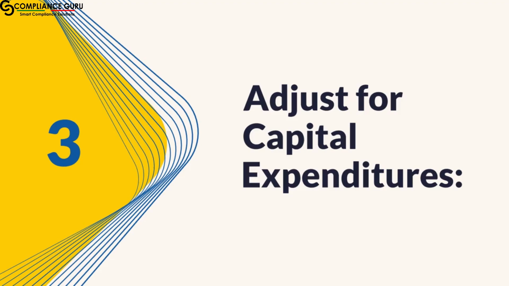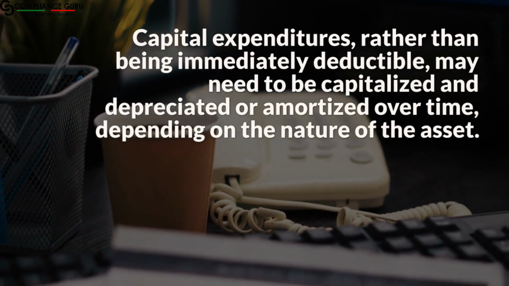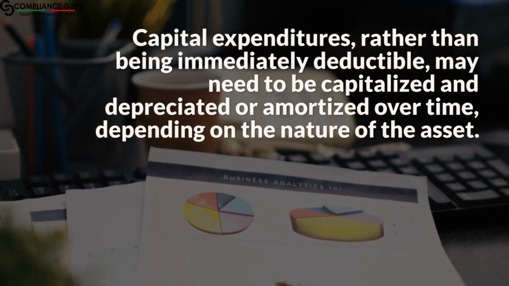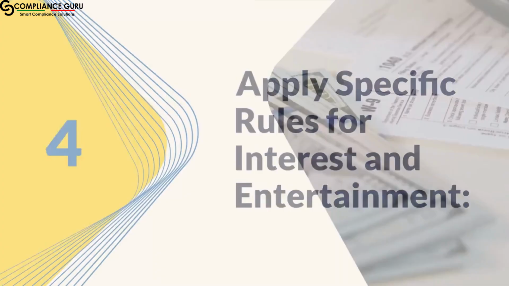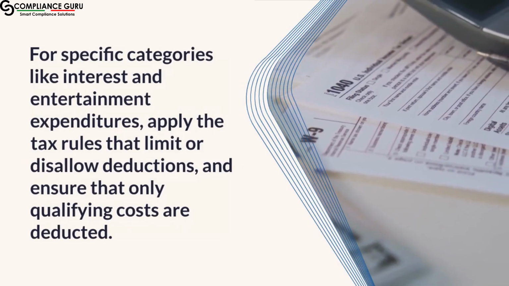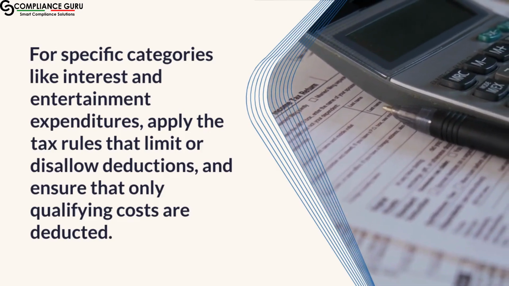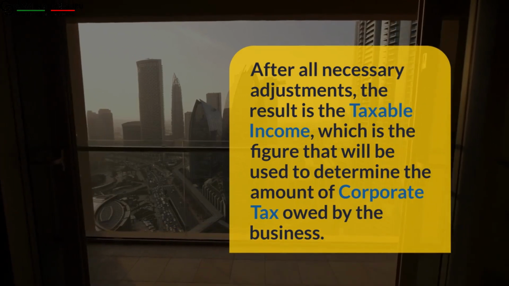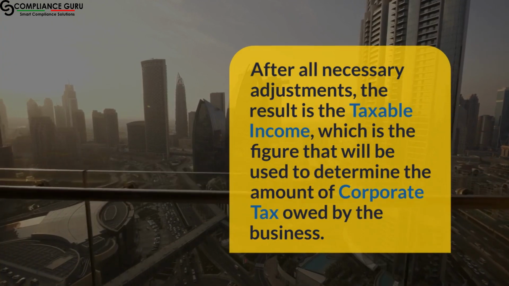3. Adjust for capital expenditures. Capital expenditures, rather than being immediately deductible, may need to be capitalized and depreciated or amortized over time, depending on the nature of the asset. 4. Apply specific rules for interest and entertainment. For specific categories like interest and entertainment expenditures, apply the tax rules that limit or disallow deductions, and ensure that only qualifying costs are deducted. 5. Arrive at taxable income. After all necessary adjustments, the result is the taxable income, which is the figure that will be used to determine the amount of corporate tax owed by the business.